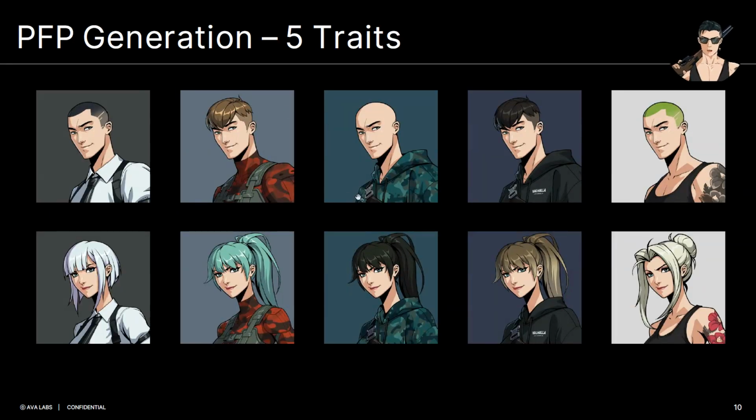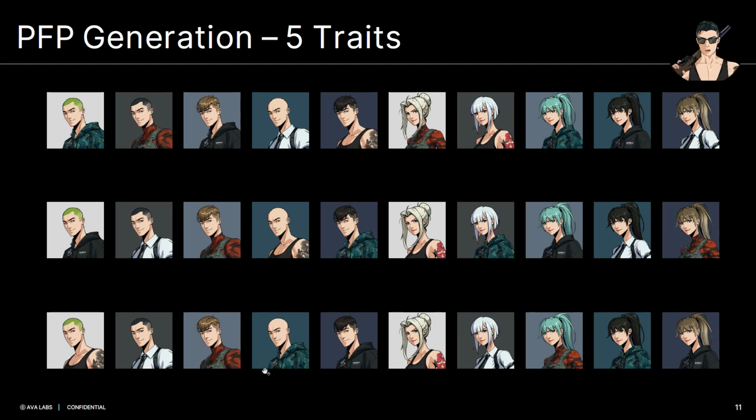And finally here, this shows you just the power of permutations. We have only 5 traits, 5 different clothing traits for both male and female, and then 5 male hairs and 5 female hairs. So we have the white suit with a black tie, we have the red Metal Gear Solid suit, we have the camo hoodie, we have the black hoodie, and we have the black tank top, and a number of hairstyles for each. And just by using these 5 clothing traits and 5 hair traits, you can create this many different actual avatars.